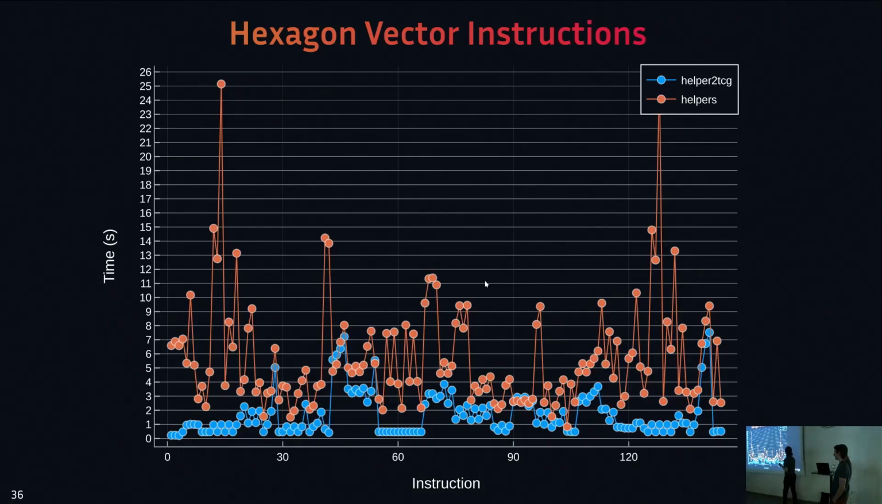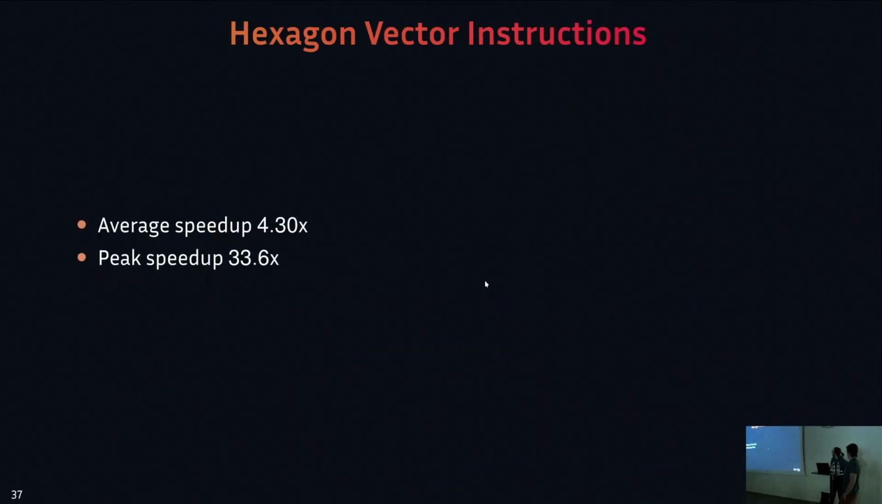If we look at these peaks, say we compare this instruction to this instruction, we see roughly a 30 times speedup. And keep in mind that these are individual instruction tests and can be seen as a maximum speedup that we can expect, maybe. So we see an average speedup of 4 and a peak speedup of roughly 30.